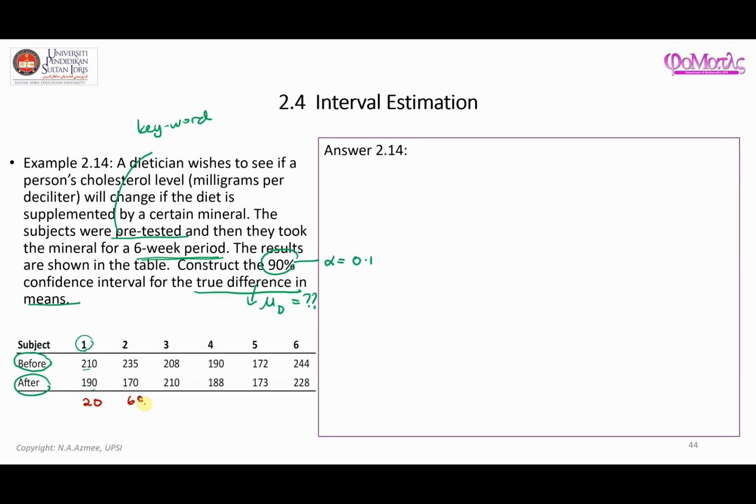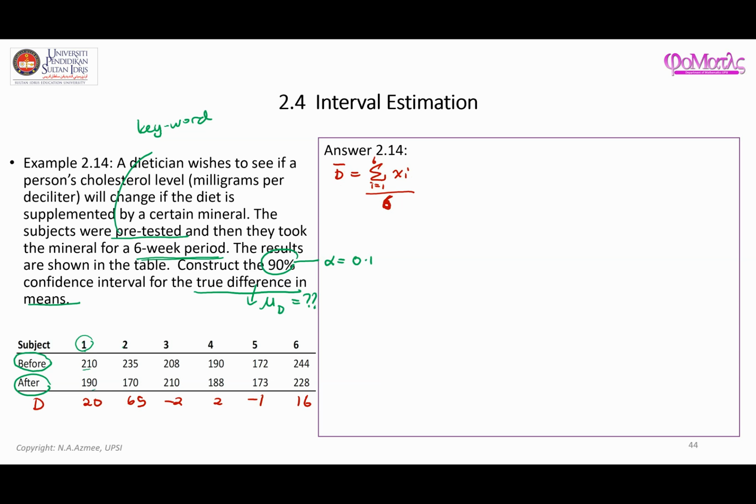The other differences are 65, negative 2, 2, negative 1, and 16. We are going to call this new data set D. Based on this new data, you can find the mean and the standard deviation. So next, we're going to find D bar. D bar is the summation of all the values, xi from i equals 1 to 6, divided by n, which is 6 in this case.